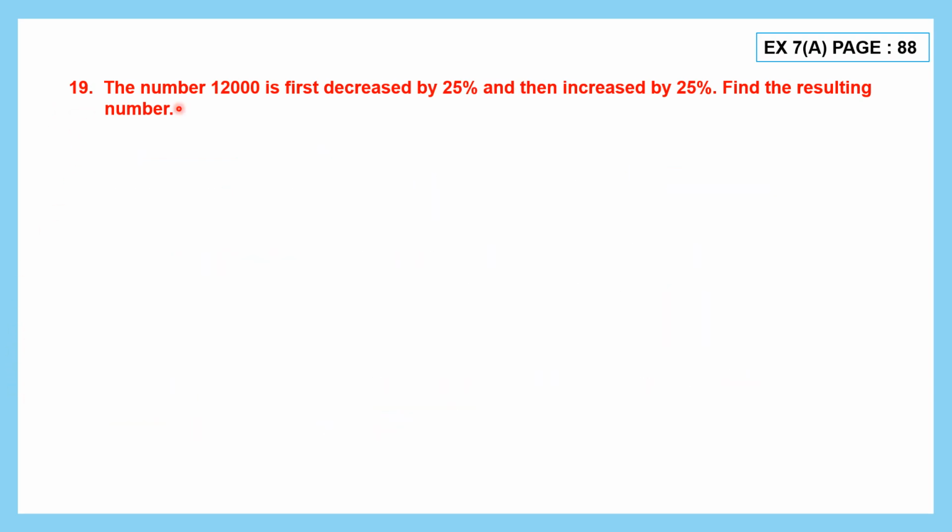Question 19. The number 12,000 is first decreased by 25% and then increased by 25%. Find the resulting number. This is similar to the previous one, isn't it? So let's begin by writing the original number, that is 12,000. Now it is first decreased by 25%. So there are two methods. Let's try out both the methods.